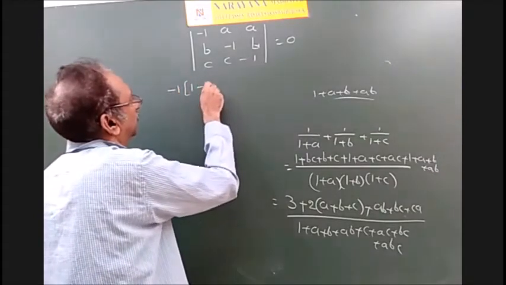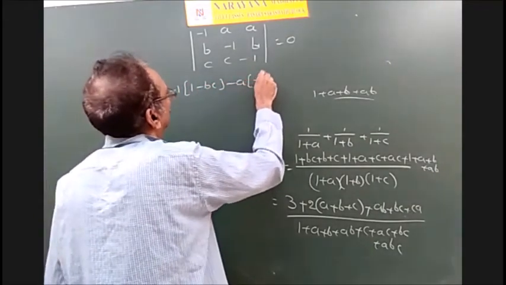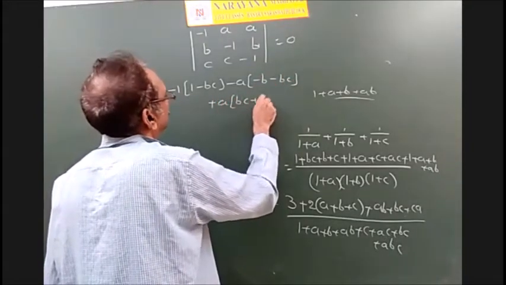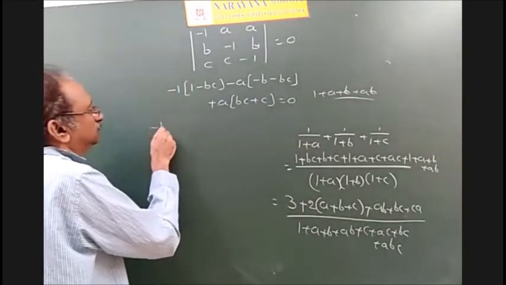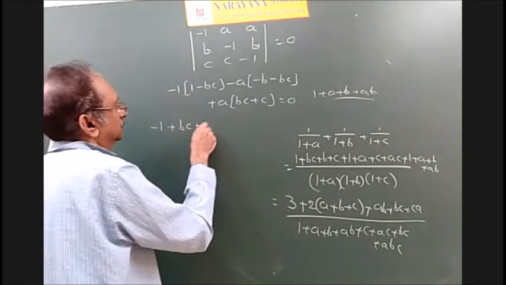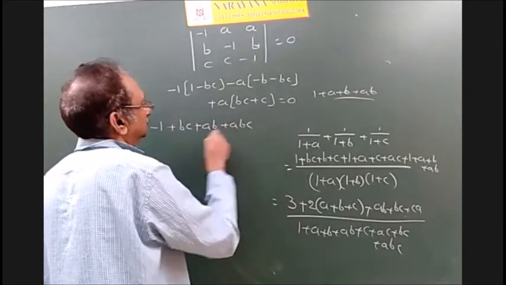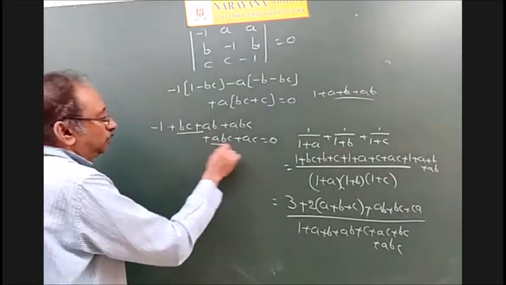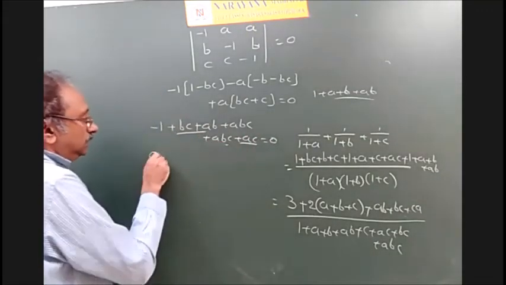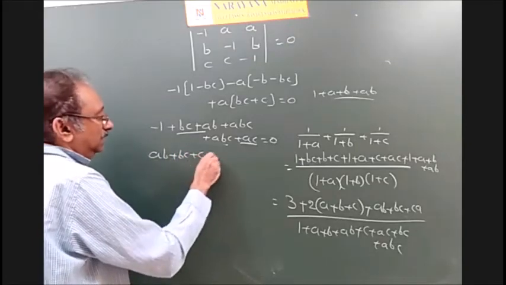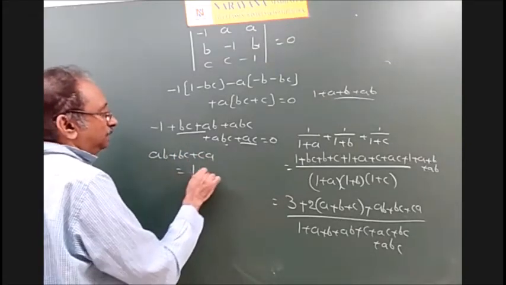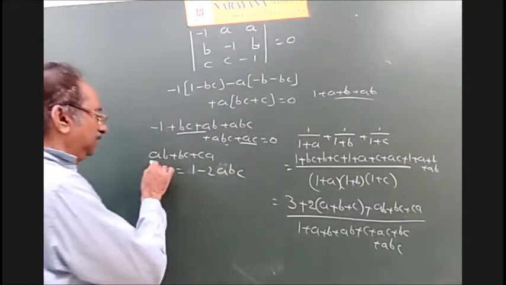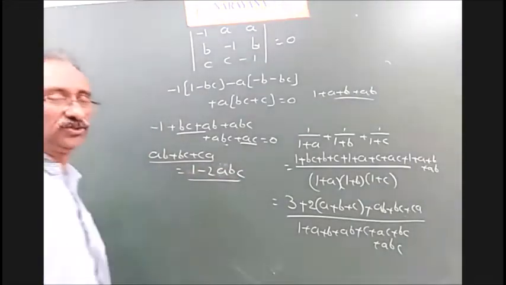Minus 1 into 1 minus bc minus a into minus b minus bc plus a into bc plus c is equal to 0. If you still expand, plus bc plus ab plus abc plus abc plus ac is equal to 0. And therefore, whenever you have ab plus bc plus ca, you can write 1 minus 2abc, isn't it? That means ab plus bc plus ca is 1 minus 2abc.